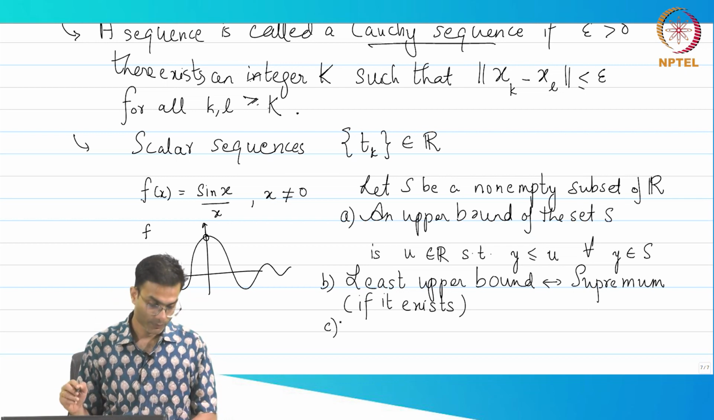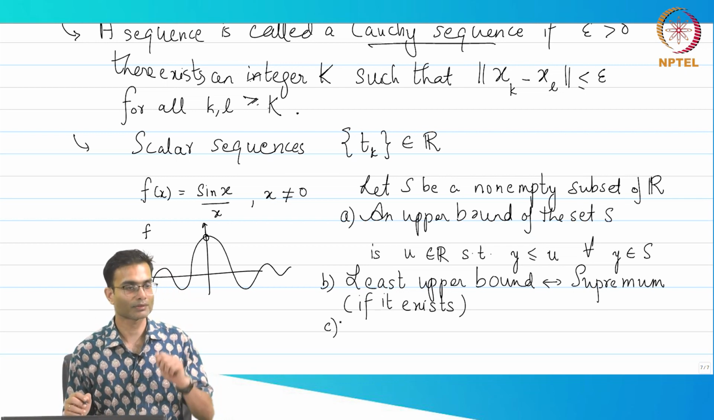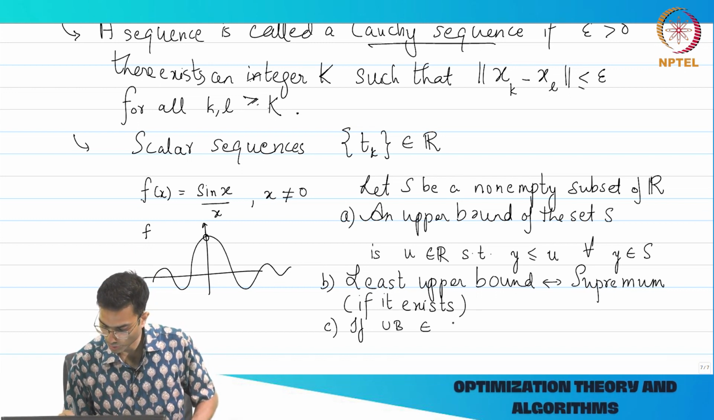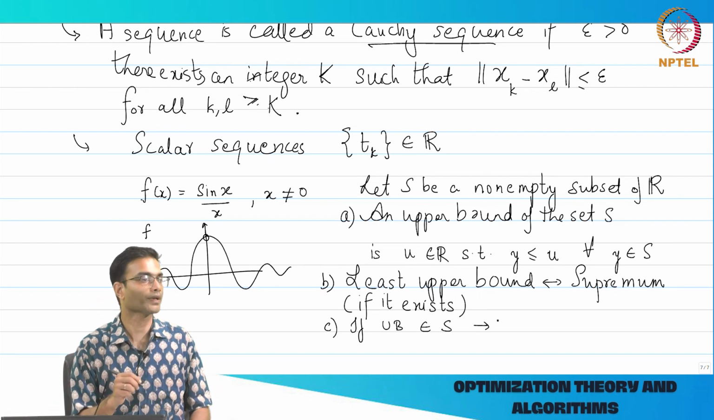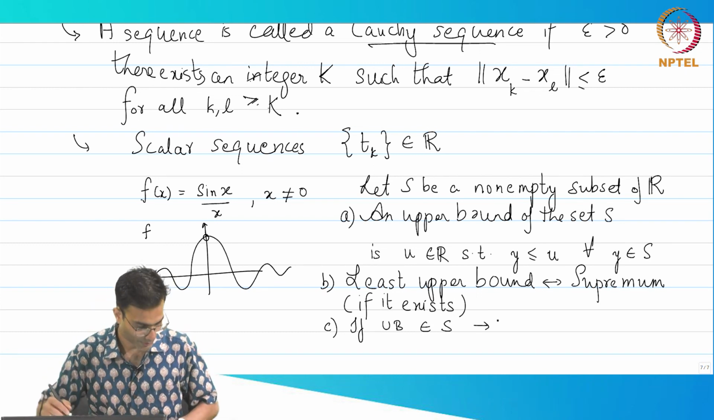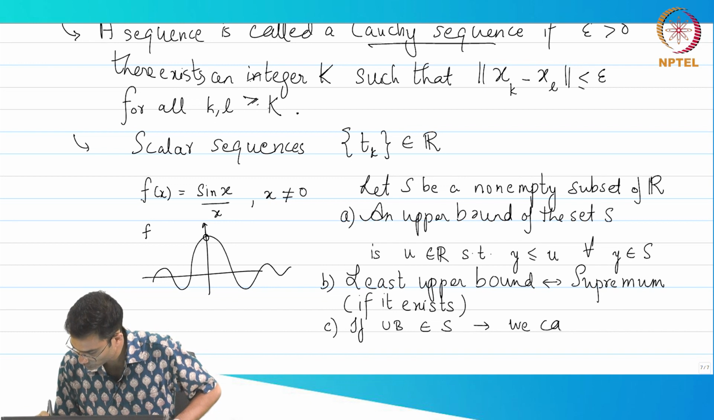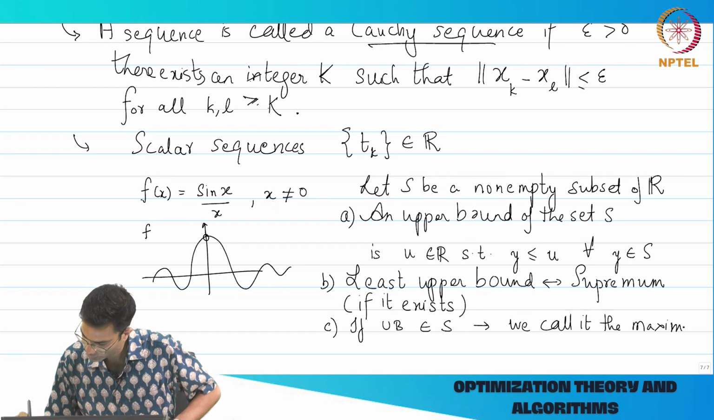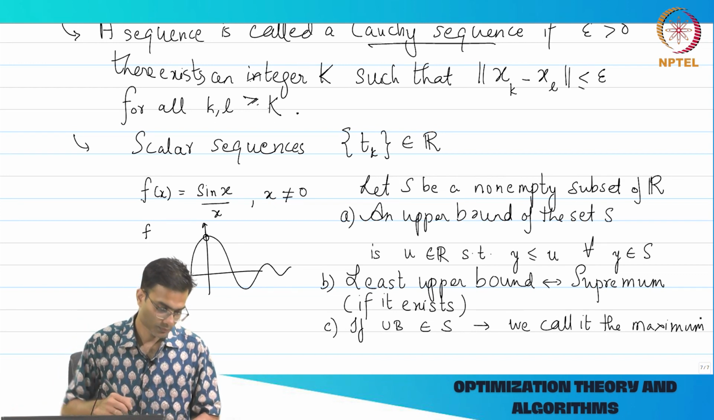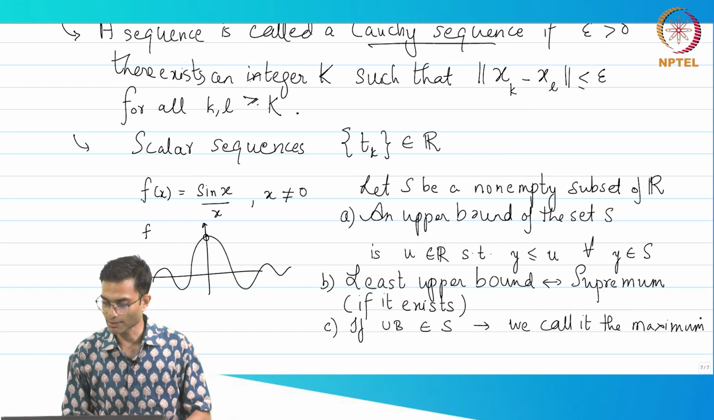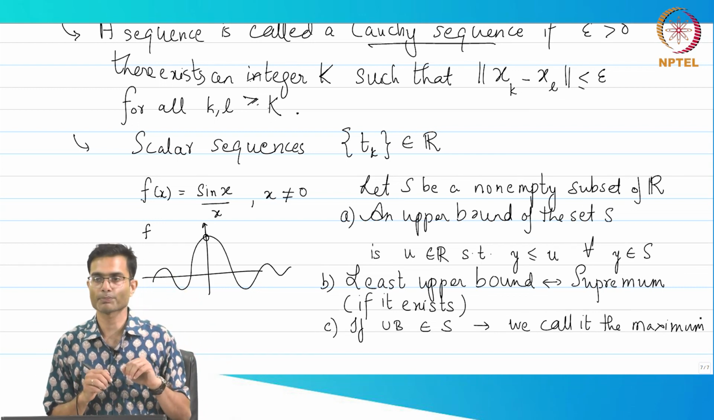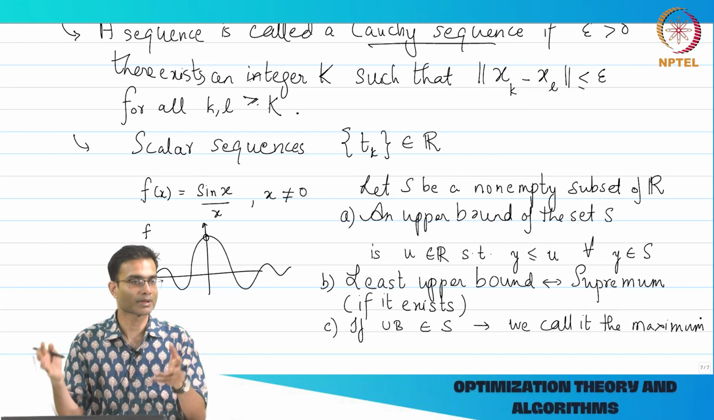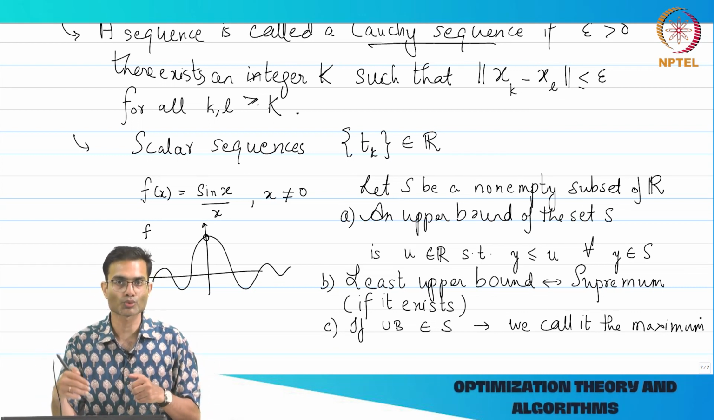And then, here is where I will make a little bit of a special case. If the upper bound belongs to S itself, then what do we call it? We call it the maximum. These are the 3 different definitions that you can keep in mind, which you will see being used in papers and textbooks. So when you read this now, you know precisely what it means.